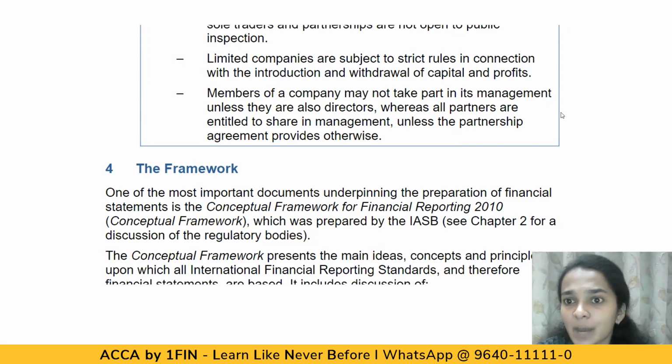However, this is not something which happens in case of partnership. In case of partnership and sole trader, it is the partners themselves, or the sole trader himself, who takes care of the business. He takes care of managing the business and taking the important business decisions. So this was with respect to the different forms of entities and comparisons between them.